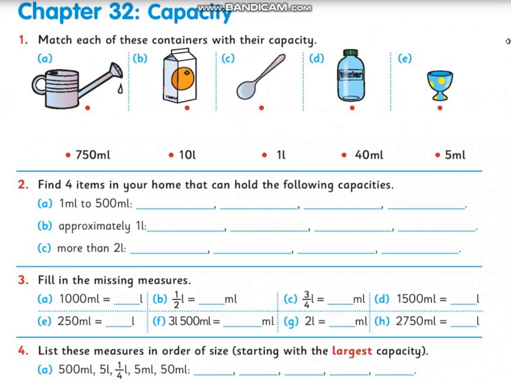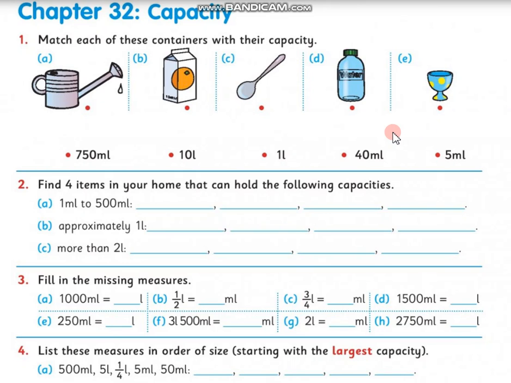So boys, we're going to continue our study of capacity using a page from our shadow book. Okay, so what we need to do in the first one is match the containers with the stated capacities down here. Okay, so which capacities do you estimate these containers match up with?